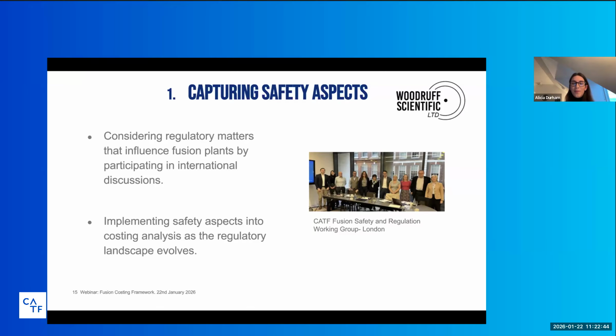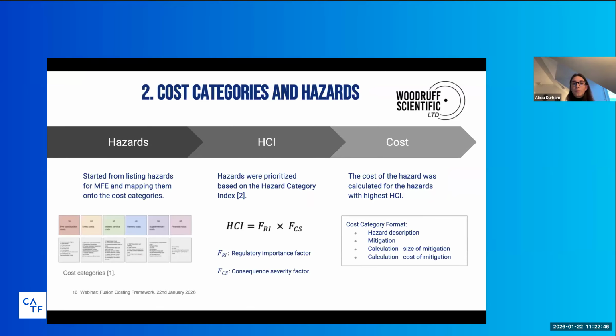Next slide, please. So the way we actually went about this is that we listed the type of hazards we had for fusion power plants, and we mapped them out onto the cost categories. Then we assigned this hazard category index, which was developed by Patrick White and his PhD, who is the leader for the Clean Air Task Force Fusion Regulation and Working Group.